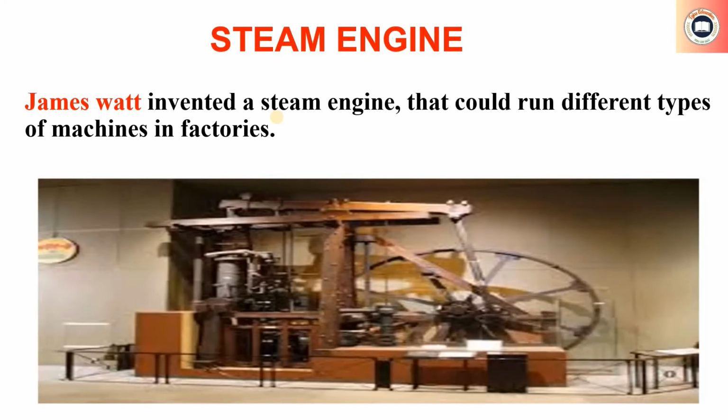So in short, around 1776, James Watt invented a powerful steam engine that could run different kinds of machines in the factories, and it is a machine that uses the power of steam to move things. I hope you understood.